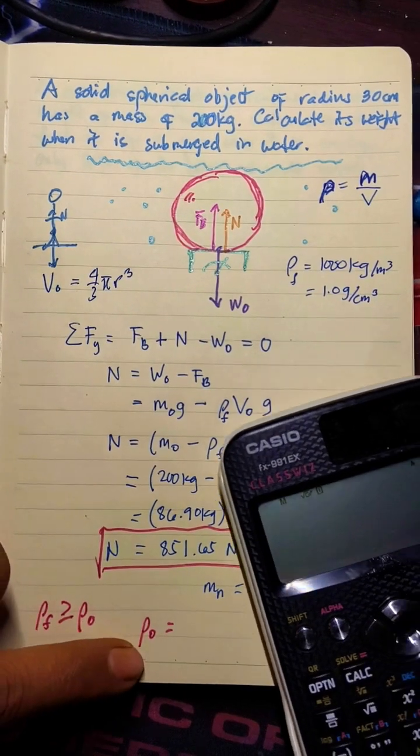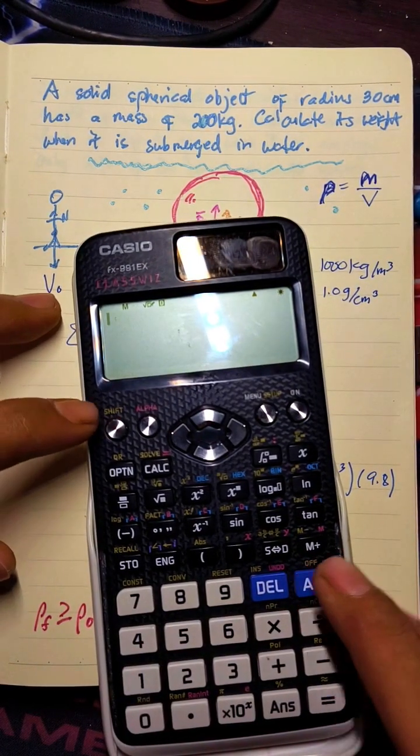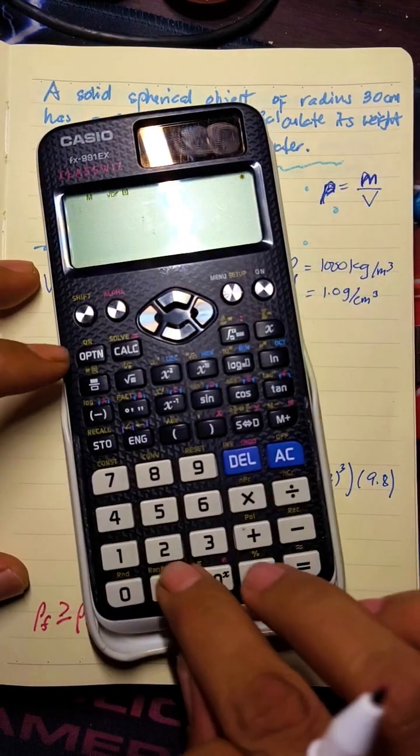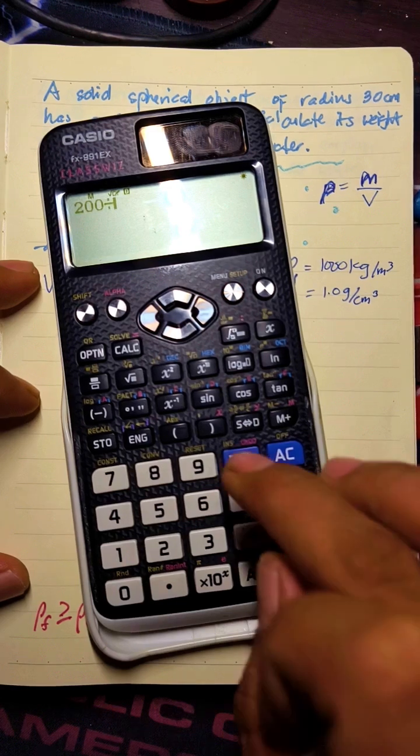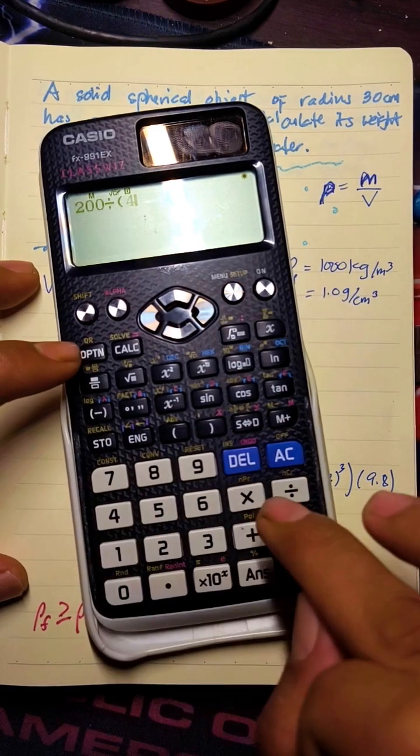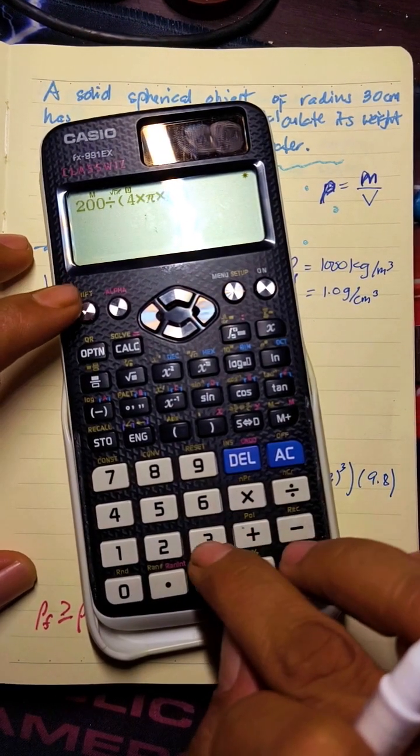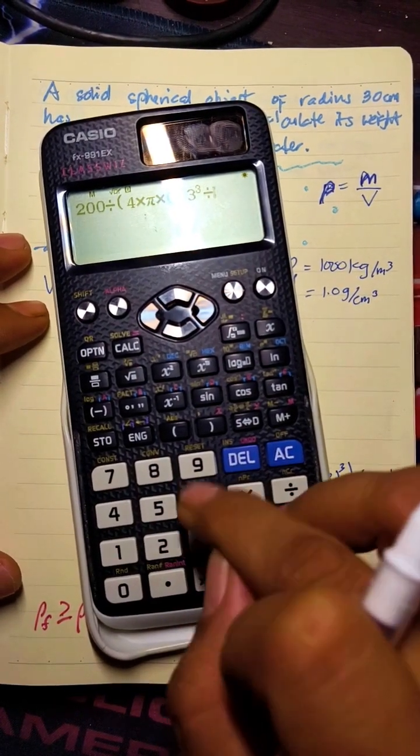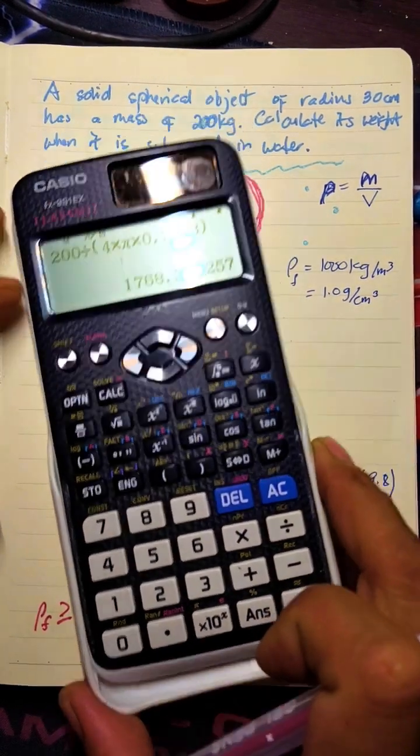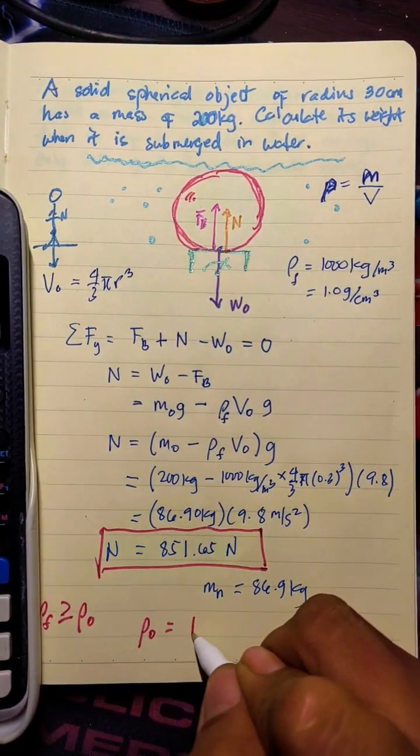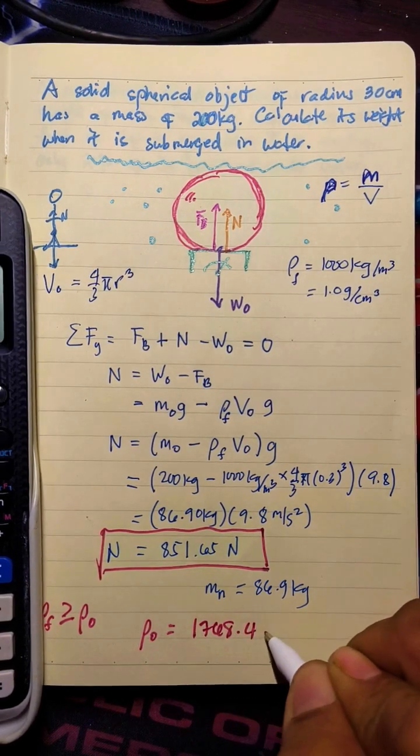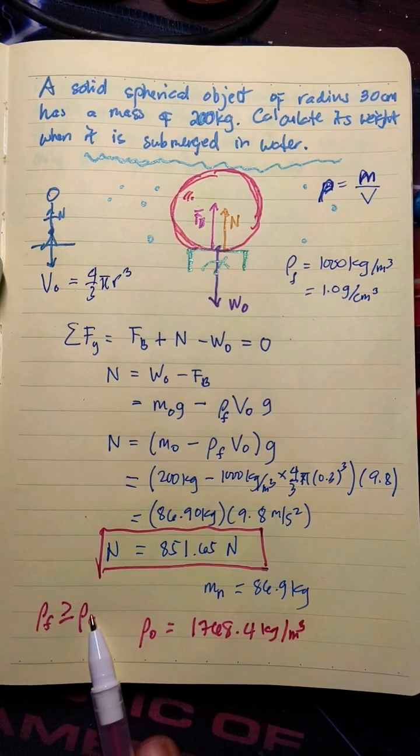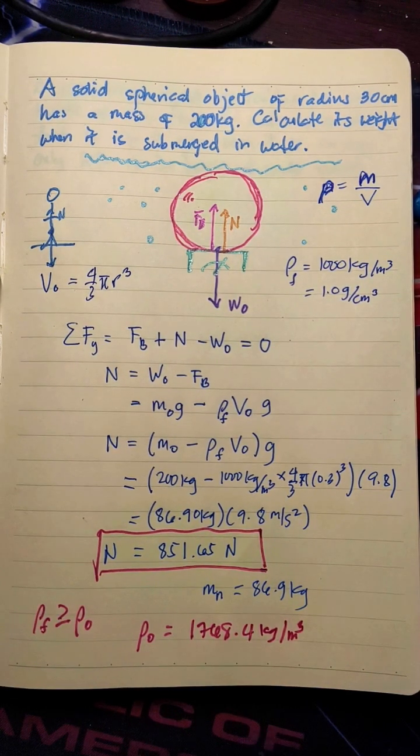We are measuring this in air, where the density of air is very negligible compared to the object. So that would be the mass of the object, which is 200, divided by the volume, which is 4 times pi times 0.3 cubed, divided by 3. That would give us 1768.4 kilogram per cubic meter. Clearly, the floating condition is violated, meaning that the object will sink.